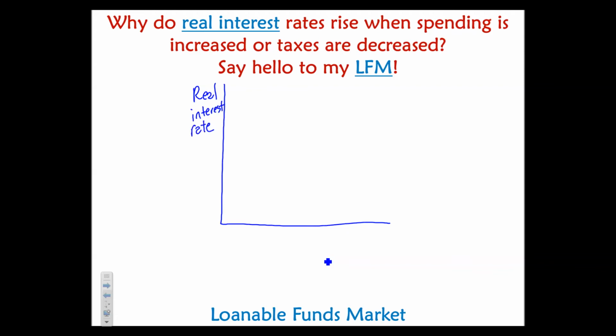Okay? The price of these funds is the real interest rate. And then we have the quantity of loanable funds. We have a supply of loanable funds and a demand for loanable funds, and we label it as the loanable funds market. The word loanable is not really a word except in economics. All right? Now, let's talk about the characteristics here.